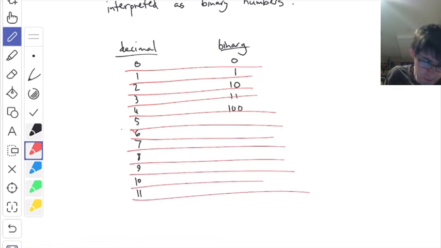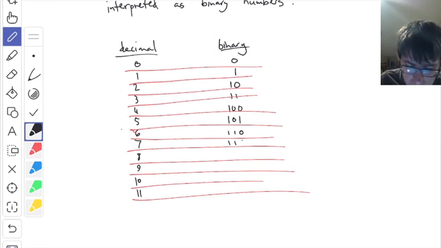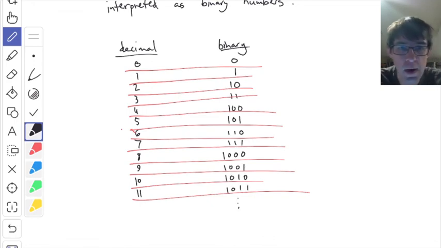All right, let's just fill in the rest of these. After 100, of course, comes 101. After 101, I have to carry in the rightmost digit, and so it becomes like that. Next number is 111. That's a 7. And then I carry over all the way, and I get, oops, something like 1,000 here. And then I go 1001, 1010, 1011, etc. There's no reason to stop at 11, but I did enough. All right. This is how you write numbers in binary.